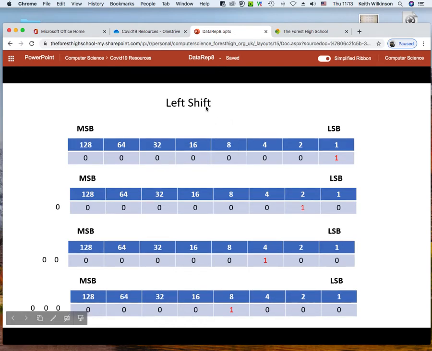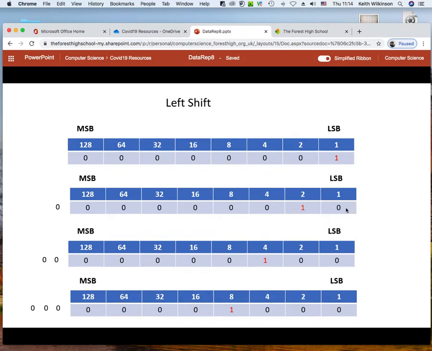Okay, so let's go back to our old model of representing an 8-bit binary number. Most significant bit on the left, least significant bit on the right. The numbers double: 1, 2, 4, 8, 16, 32, 64, 128. That's going to be useful shortly. And here I've got a binary number. Everything is 0 apart from the last one, which I've coloured in red. That is 1.